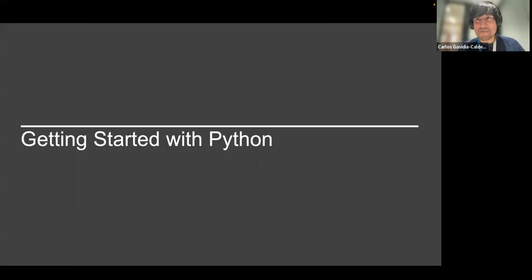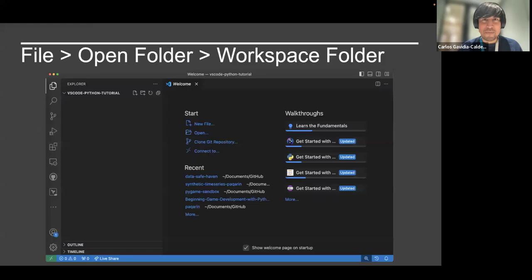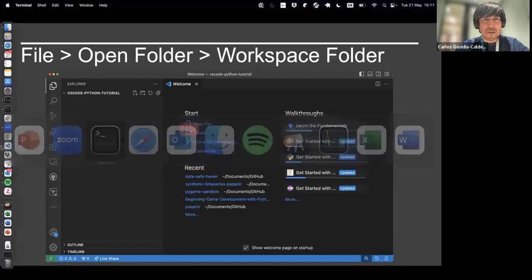Now, given the introduction, let's go into the code. When you're working with Visual Studio Code, normally for each one of your projects, you will be creating a workspace. What's a workspace? It's a folder within your file system that will hold all your files related to your program. So let's start by doing that. Let's create a workspace.